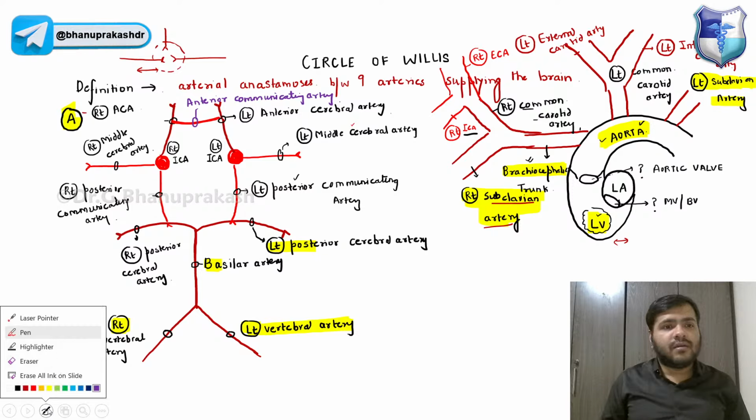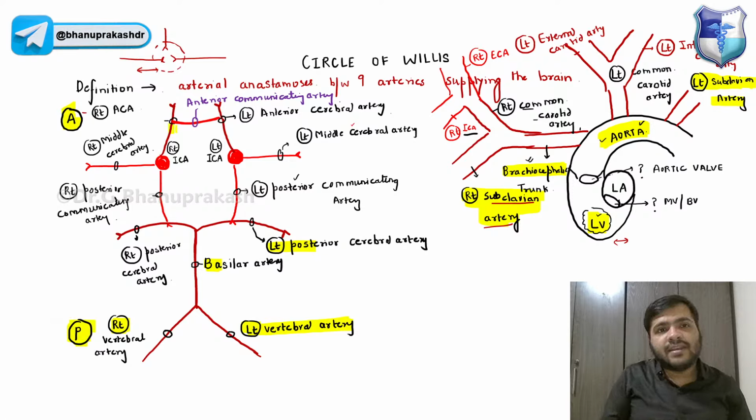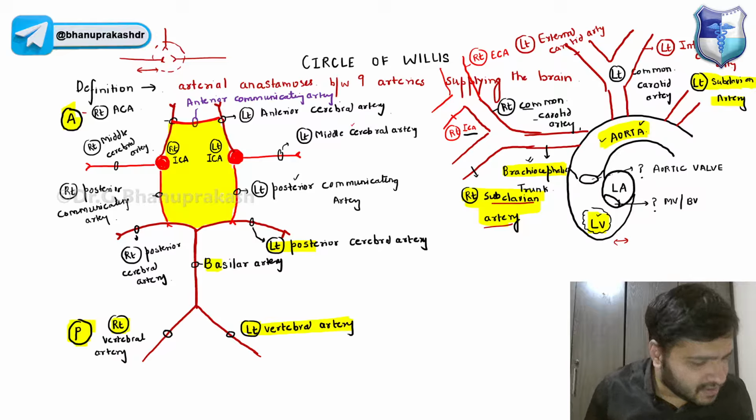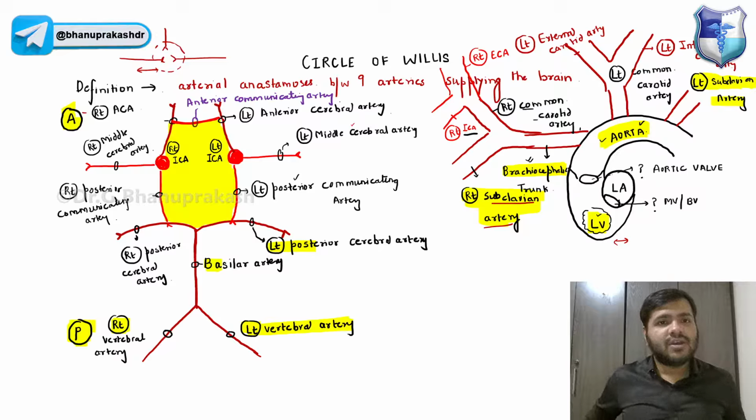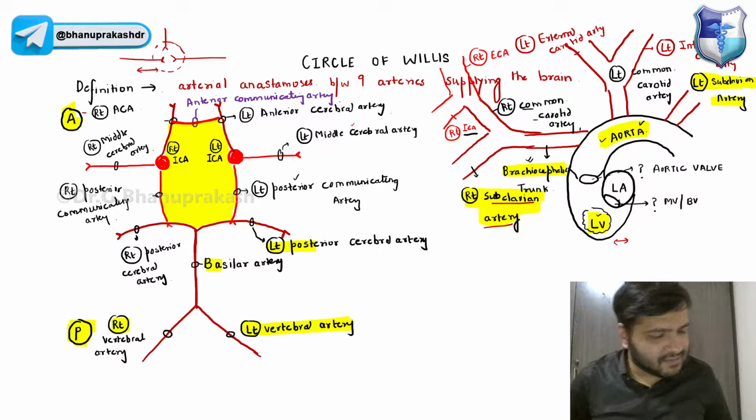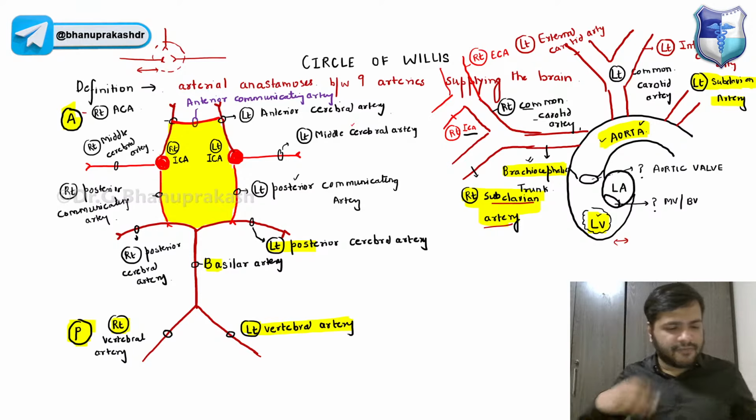Now, this area which I'm highlighting over here is the circle of Willis. This is something that you have to remember. This is the circle of Willis. And now you are going to tell me which artery is not a part of the circle of Willis. This question has been asked multiple number of times.